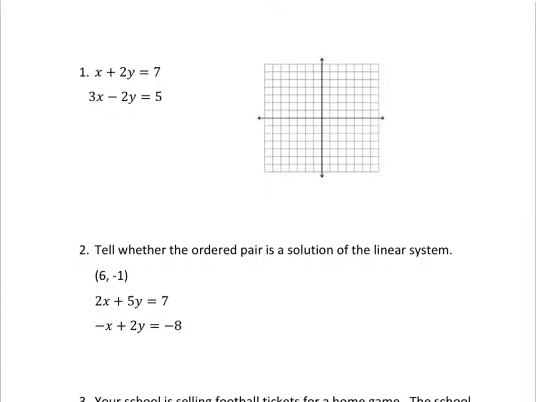So I said that we can solve this by graphing, but we've got to remember how to graph a linear equation. So if we look at just x plus 2y equals 7 first, we want to graph both of these on the same coordinate plane. And over here I can write the other one, 3x minus 2y equals 5. I want to graph both of those on the same graph.